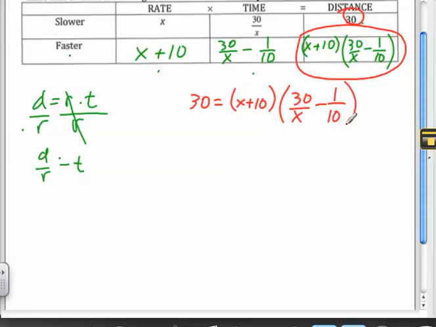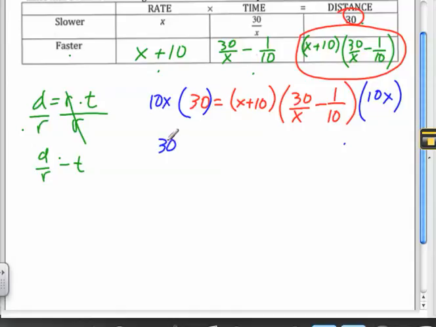Now, let me say something. I would love it if I could get rid of these two denominators. How could I get rid of those two denominators? What is the common denominator between 10 and x? 10x, right? So I'm going to multiply 10x over here. But if I multiply this side of the equal sign by 10x, I have to multiply this side by 10x. You agree with that? I mean, this is algebra. I mean, this is 7th grade.